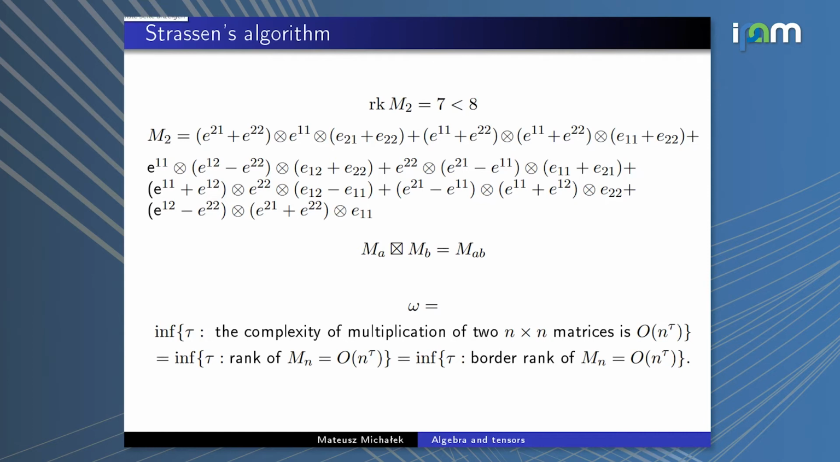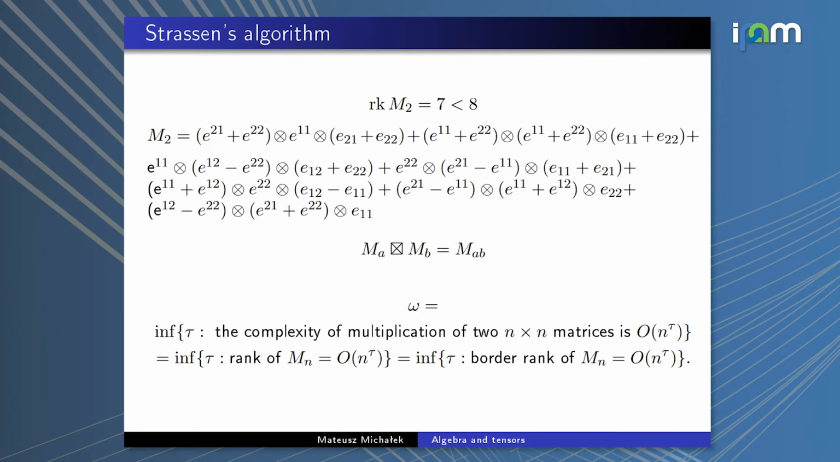Well, if there is a faster algorithm, you can ask what is the fastest possible one, which allows us to introduce the constant small omega. Small omega is the infimum of tau such that the complexity of matrix multiplication is O of n to the tau. A lot of people will say that matrix multiplication is of complexity O of n to omega. This is not correct, but it's almost correct. You can think that basically n to omega is the complexity of multiplying n by n matrices.